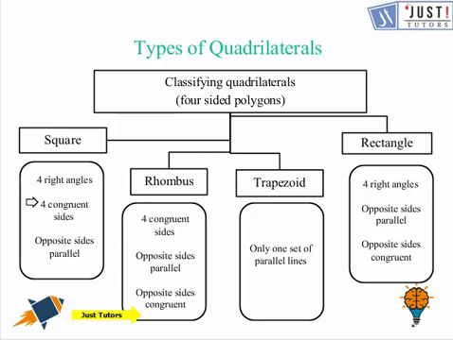and it's not necessary that all the angles will be right angles. Then we have trapezoid, in which only one set of. Then we have rectangle, in which we have four right angles, opposite sides are parallel, and they are equal. Opposite sides are equal.